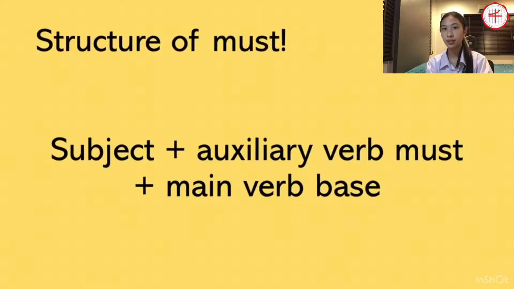Structure of must. Must is a modal auxiliary verb. It is followed by a main verb. The basic structure for must is subject, auxiliary verb, must, main verb base.